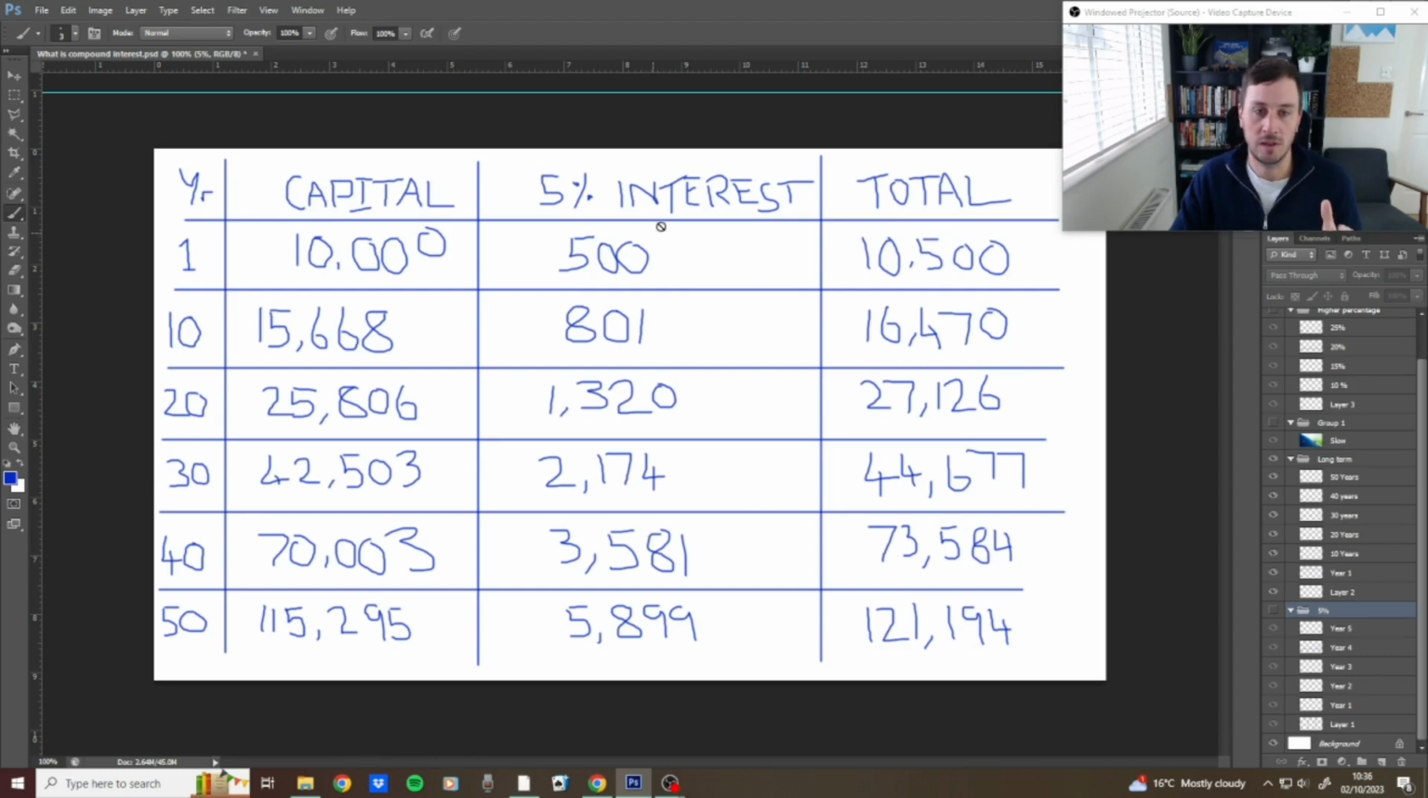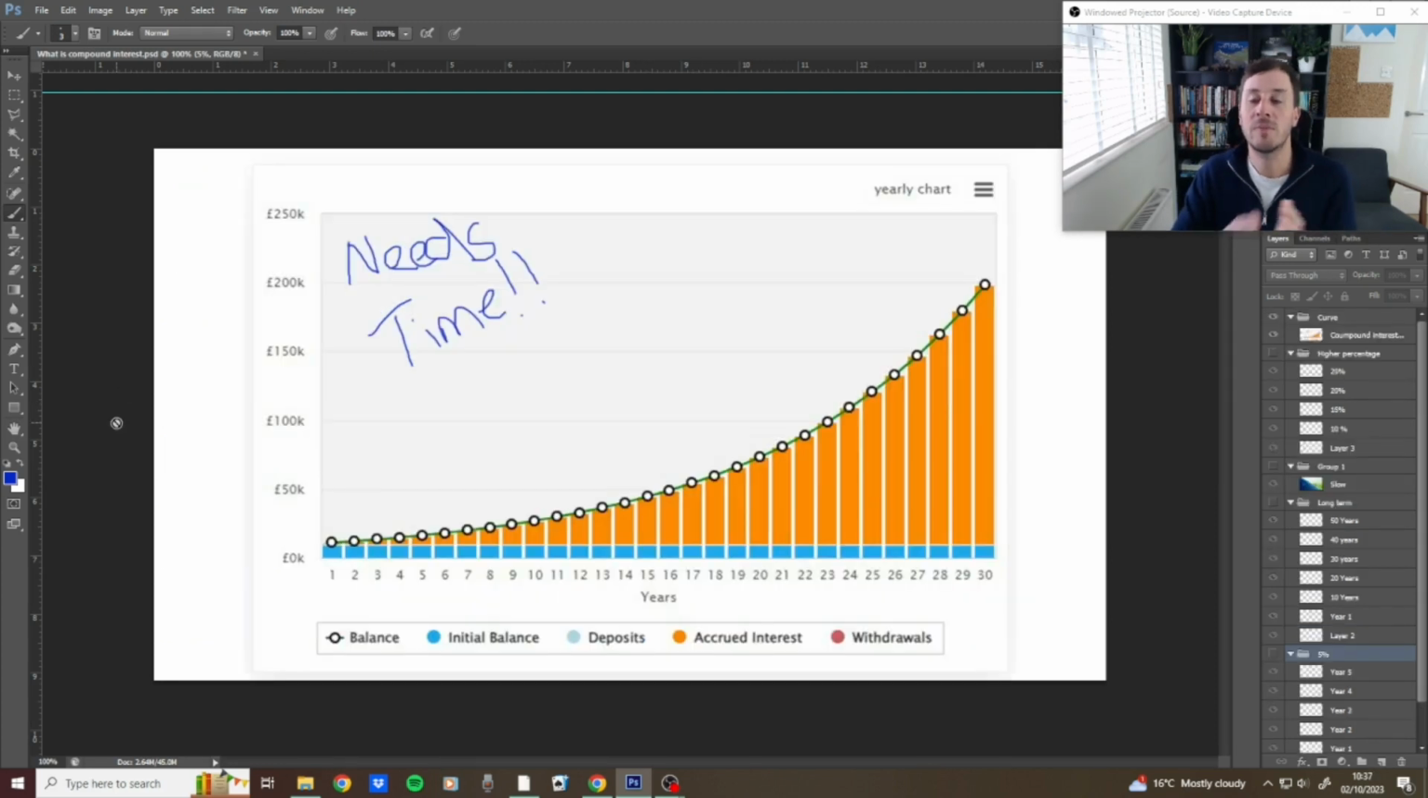So we'll go back to this slide. This is back to the 5% example, but you can see how over time, even just at 5%, your initial interest per year was £500, and by the end, it's getting up into the thousands. So you need time to be able to compound these things. And higher percentages means that each year, further down the line, you're earning more in interest than your initial contribution was. And that builds and builds and builds over time.